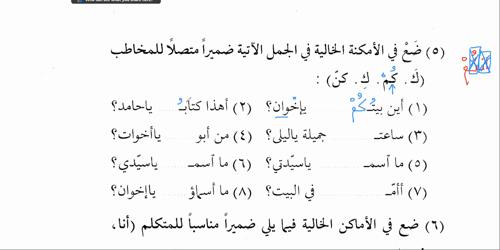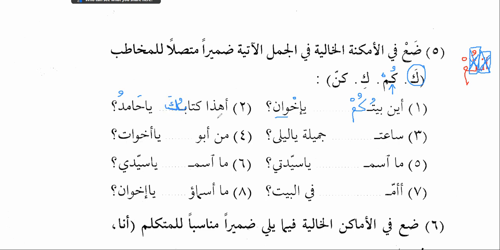Now, Ahaza kitabu, no change on the noun. So I know that there is a dhamma on the ba. Which pronoun am I going to put here? First read the whole question. Ahaza kitabu ya hamidu. Now I am talking to one single male person. From anta it has been changed to ka. So I will take single male ka. Kitabuka. Here I need to attach it with the ba, because ba is the connector.